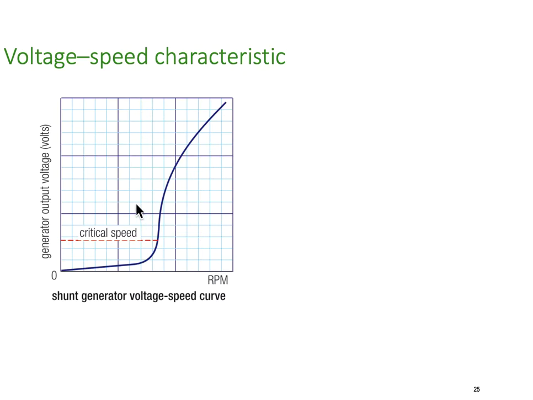So voltage against speed. On this characteristic, here's our speed across the bottom, RPMs, and voltage vertically. So in here is a critical speed because we're building up that magnetic flux. And then when we hit a critical spot at just the right amount of RPMs, there's our operating point. So there's our operating speed through the curve. If we try to push the RPMs up beyond that, it comes to a point where eventually the voltage will start to pull back and die again.